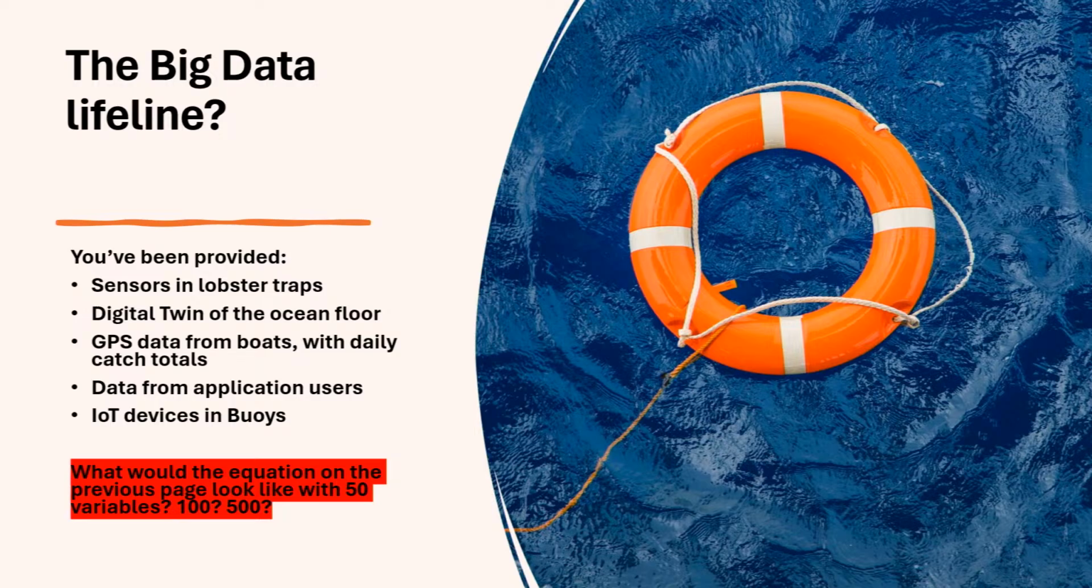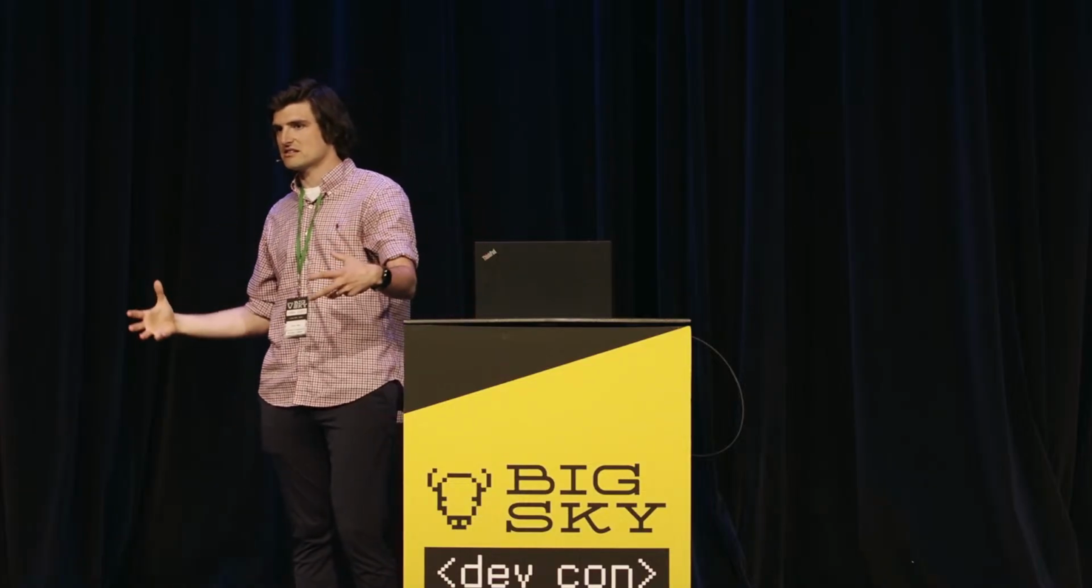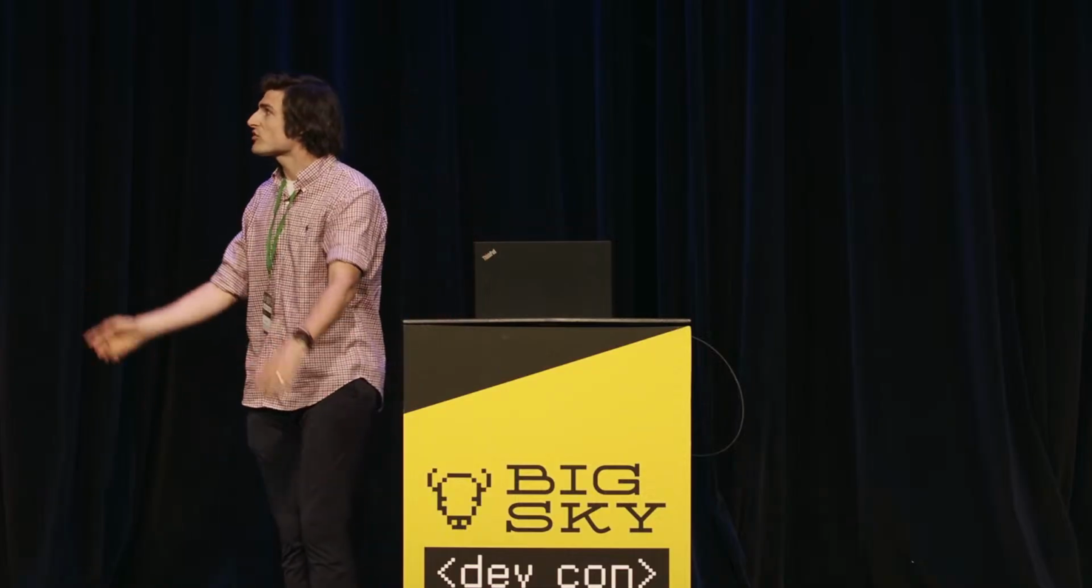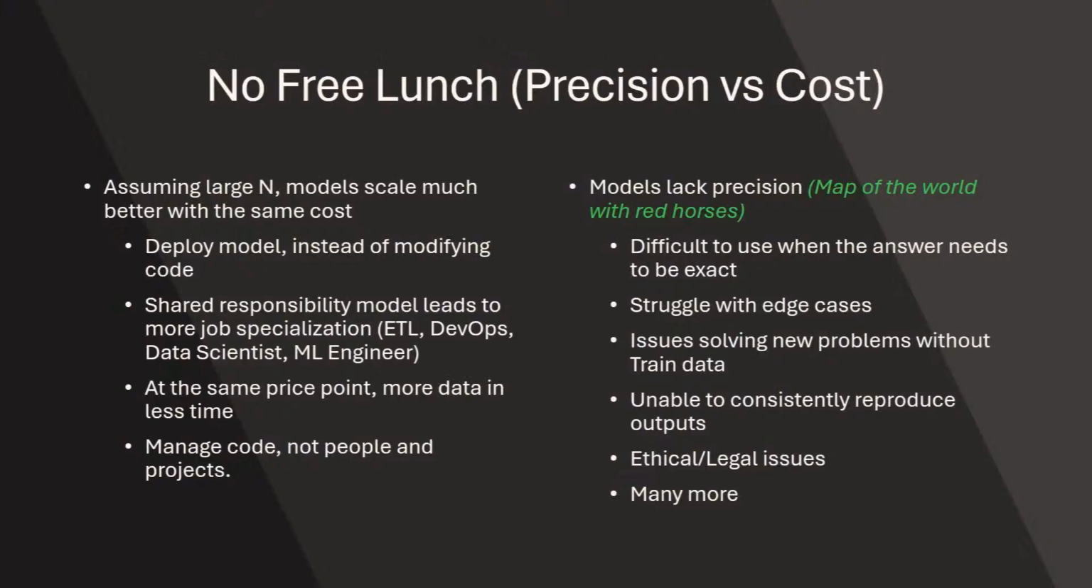And going back to this idea of variables, we had 5 before. This might be 100, this might be 500, this might be 1,000. Is that really within the scope of something an analyst can do anymore? And is it within the scope of something an analyst can do efficiently? Kind of not really.